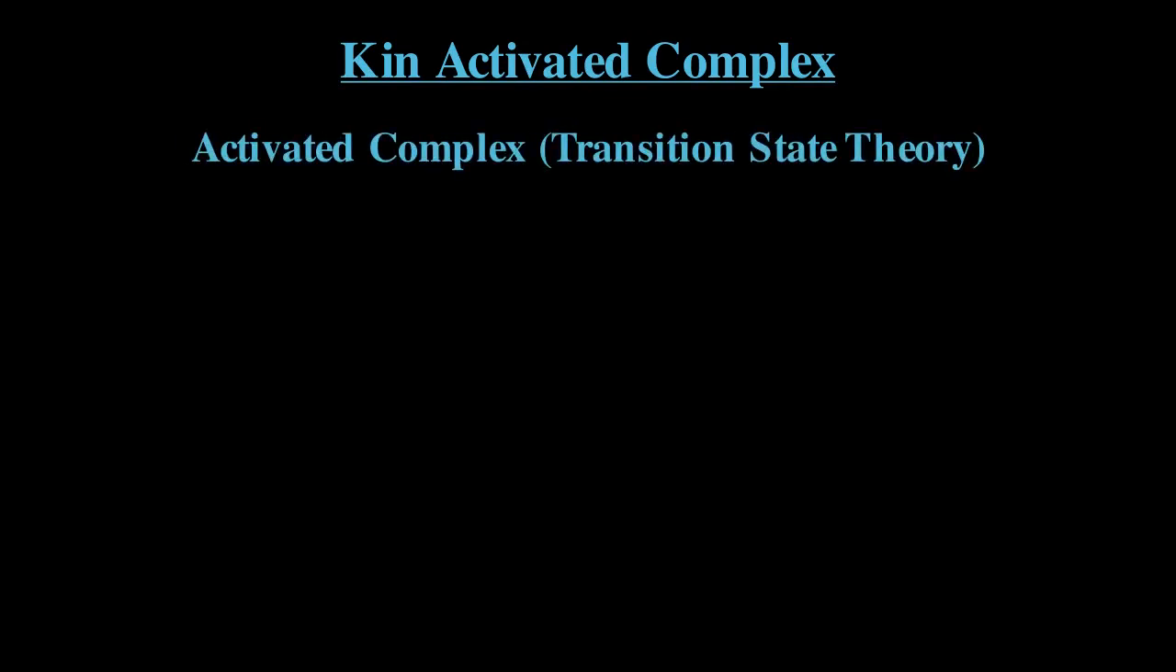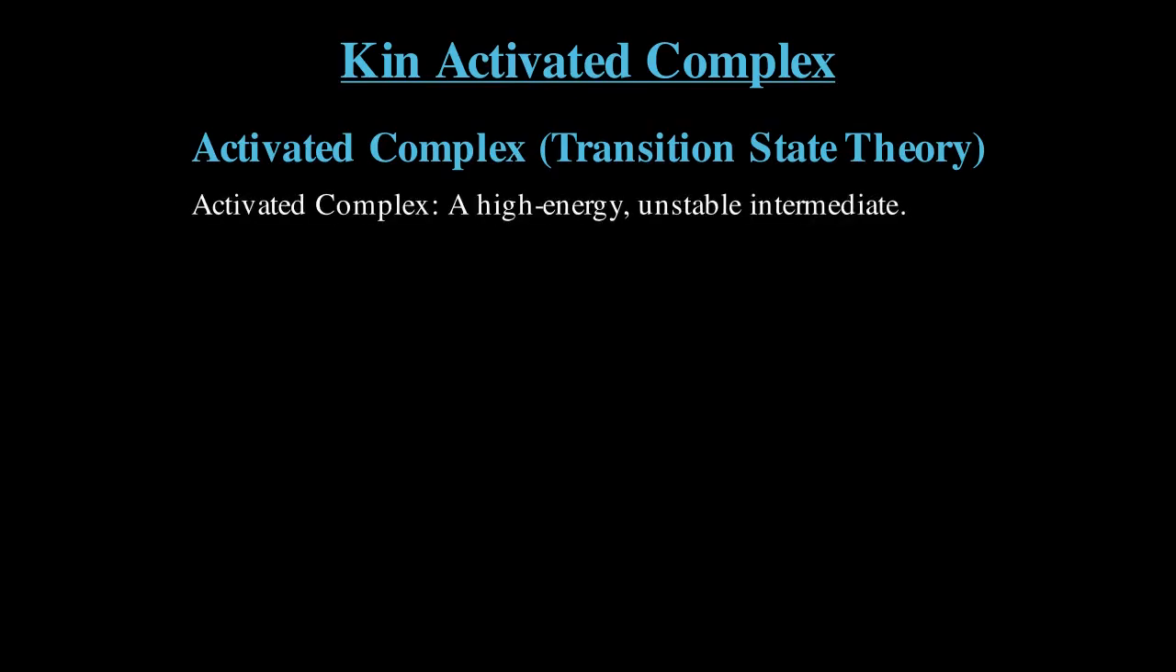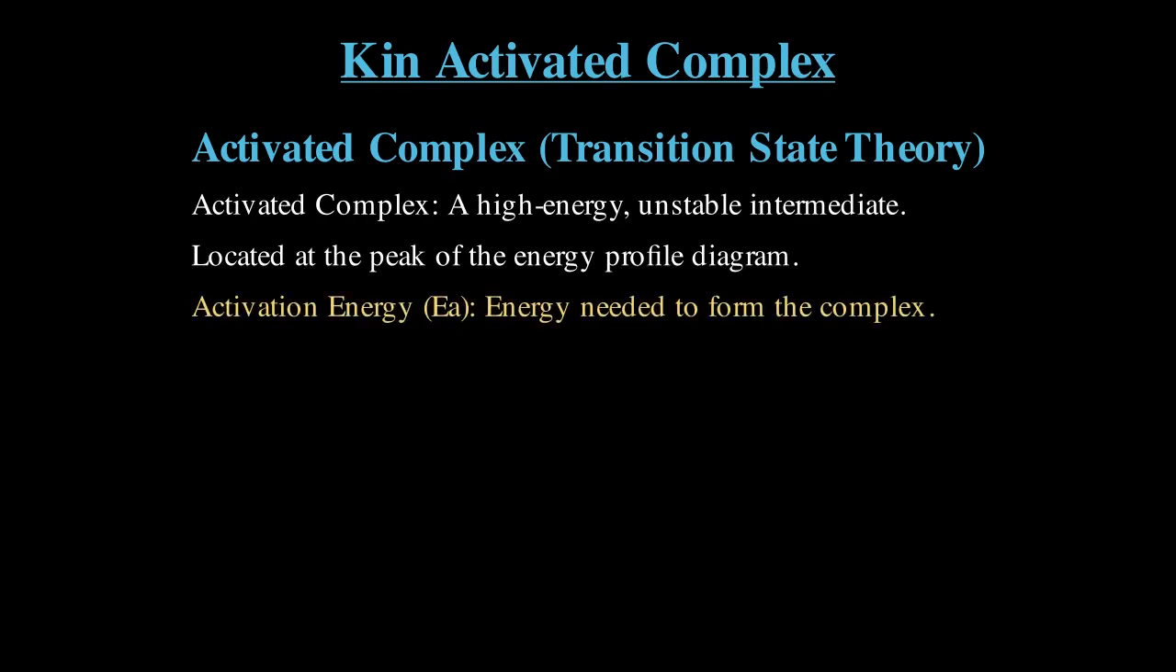To understand how reactions happen on a molecular level, we use what's called the transition state theory. It proposes that as reactant molecules approach each other and collide, they form a high-energy, unstable intermediate arrangement called the activated complex or transition state. This complex is at the very peak of the energy profile diagram. The minimum energy required to form this activated complex from the reactants is the activation energy, E sub A. Think of it as an energy barrier that must be overcome.